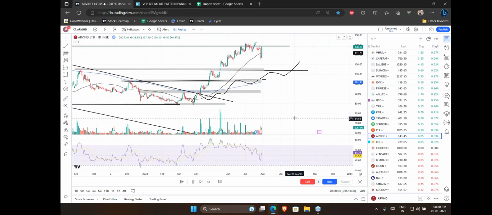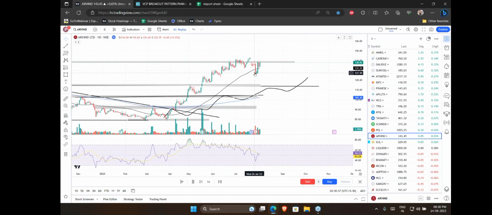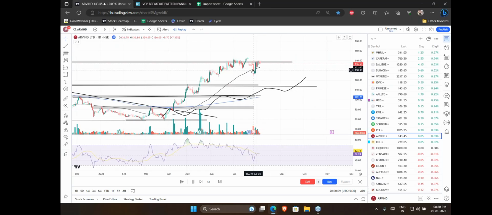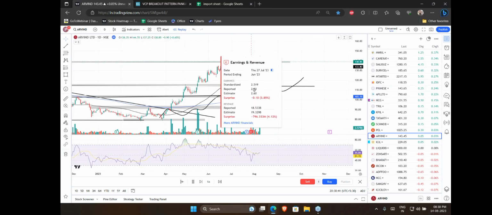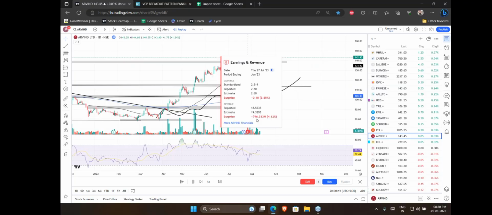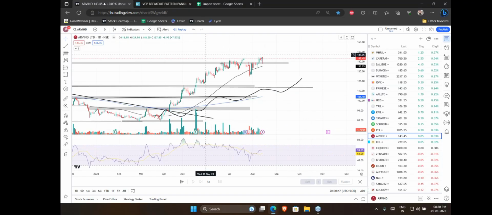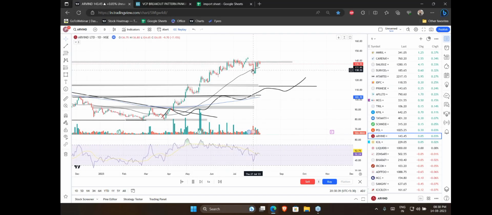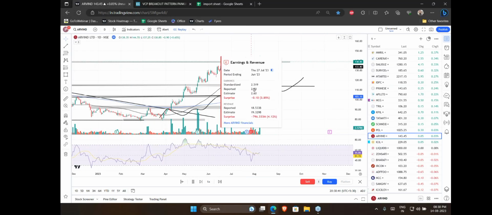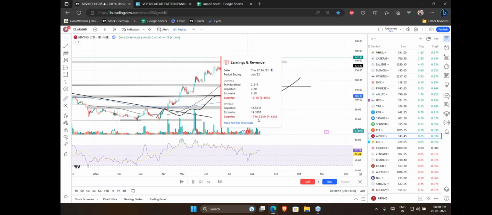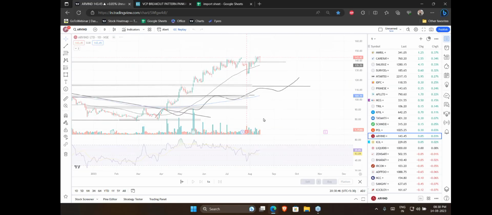Look at this now, it sells off. It tried to come to this place with high volumes on the earning day, which is a negative by 796.33 million.